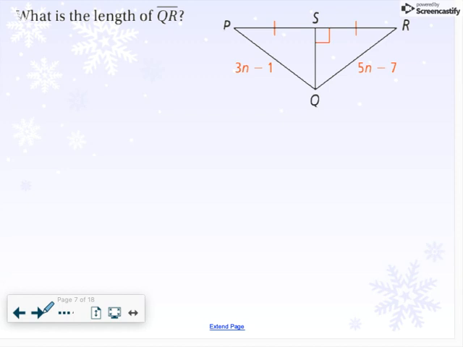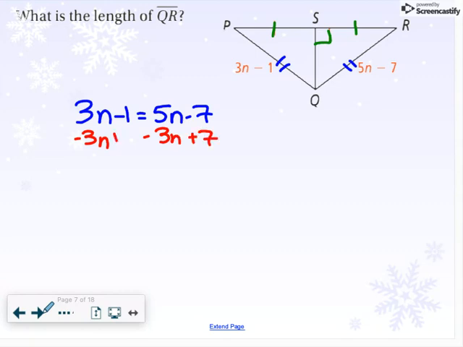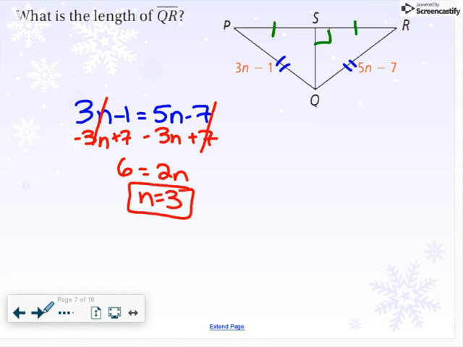If we look at this first example, we have a perpendicular bisector. Perpendicular and it bisects that segment. Well, what our theorem is telling us is that these segments are congruent to one another. They're equidistant. So that means we can set them equal. We set them equal to one another and solve, doing this fairly quickly here. We get -1 plus 7 is 6. 5 minus 3 is 2. For an answer of n equals 3.